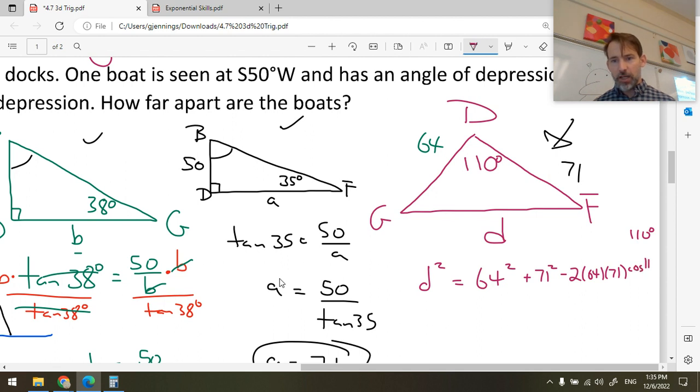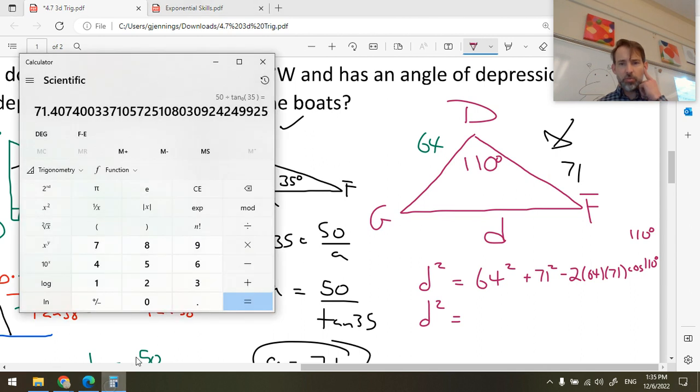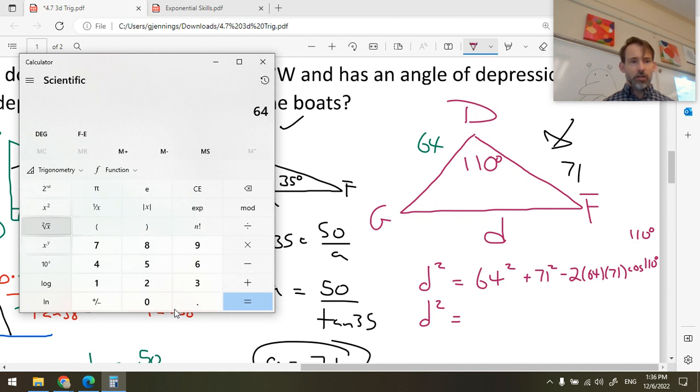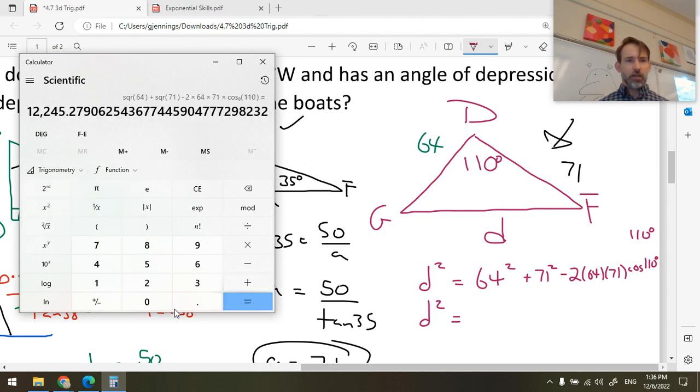Cosine of 110. 64 squared plus 71 squared. I had some trouble punching this in the morning. The calculator was not cooperating. I was a little surprised. So let's see if I can get this calculator to cooperate. 64 squared plus 71 squared, minus 2 times 64 times 71 times 110, but I take the cosine of it, equals. That looks good. Did you have 12,000 something?